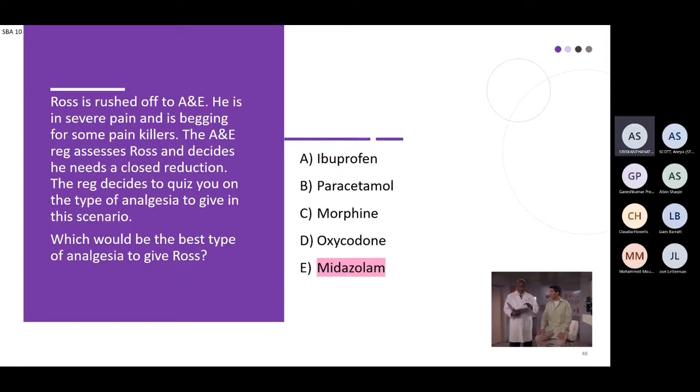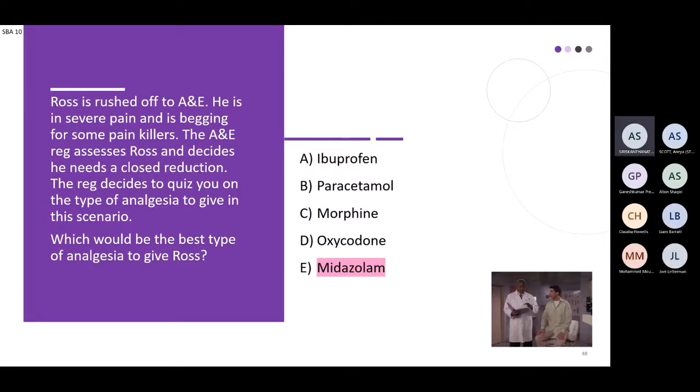just kind of going over some of the others. In a dislocation, especially if you imagine you're going to do a closed reduction where you're going to yank the joint back into place, is going to cause a lot of pain. And I don't know if anyone's had any injuries or not. Paracetamol and ibuprofen are not going to touch it. Morphine will, so will oxycodone.